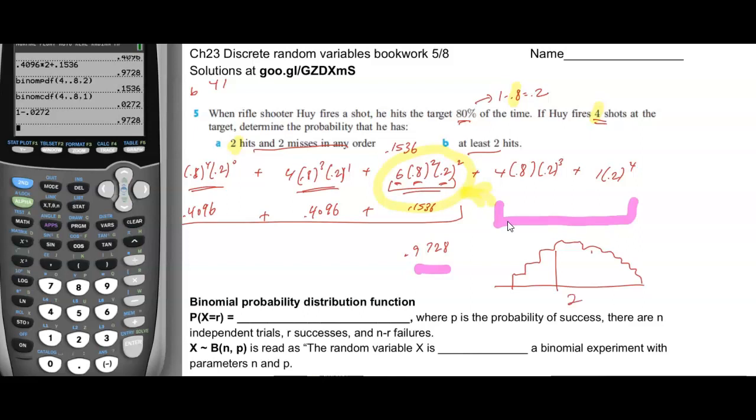So 2, 3, 4 successes. And here I have 0, 1. Notice that if I want this part, which is 0.9728, the way I would do that is I would tell the calculator that I want this part, and then I would subtract it from 100%. Okay? So I would tell the calculator, I want 1 or less successes, and the calculator would give me this part, which turned out to be 0.0272. And then I would do 1 minus 0.0272.